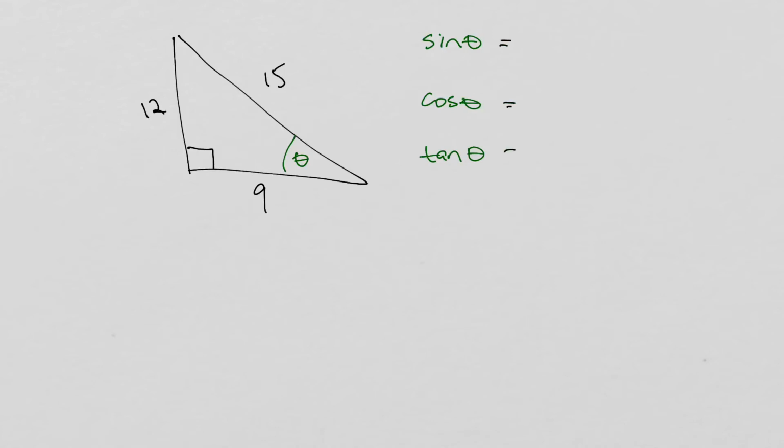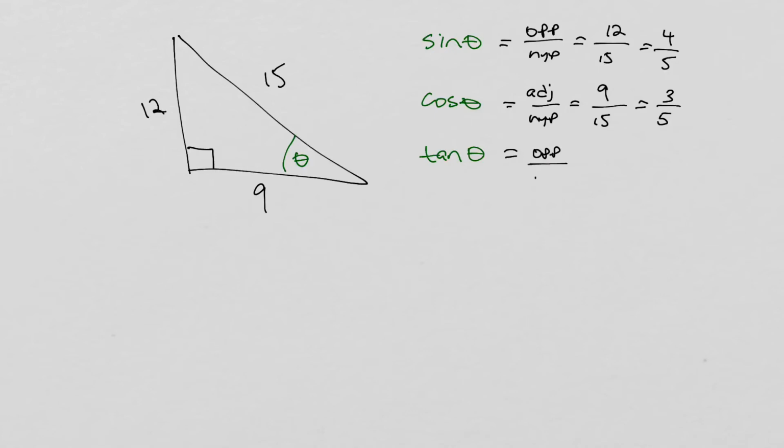Okay? Well, again, if you look at sine of theta, that's the opposite side over the hypotenuse. Right? So the opposite side is 12, the hypotenuse is 15. Divide them both by 3 to get 4/5. For cosine of theta, that's the adjacent side over the hypotenuse. The adjacent side is 9, the hypotenuse is 15, and you can divide those both by 3 to get 3/5. For tangent of theta, that's the opposite side over the adjacent side. So that gives me a 12 over 9, which is 4/3.